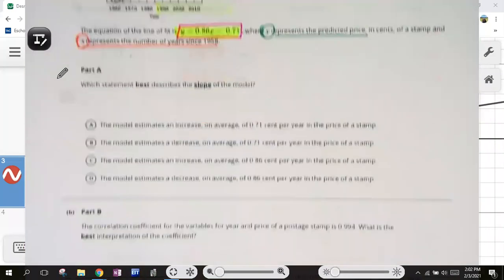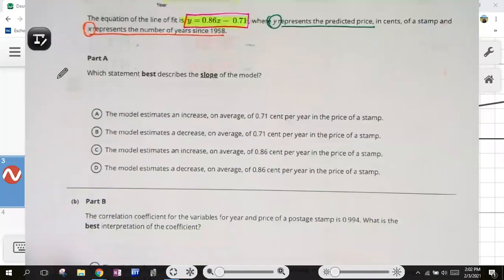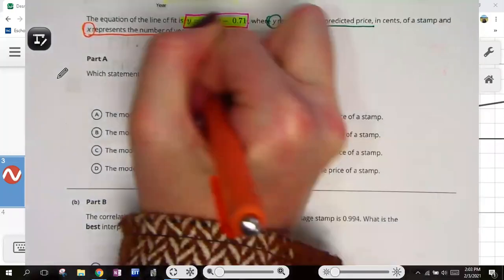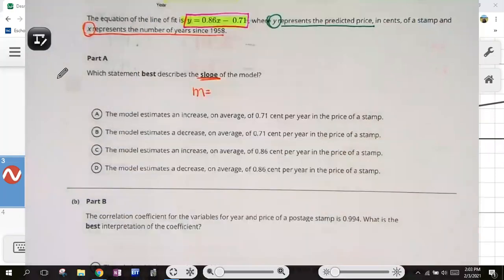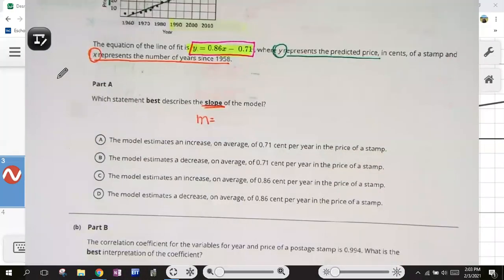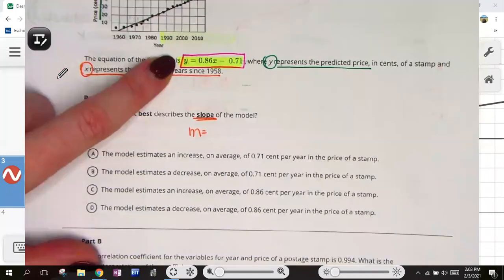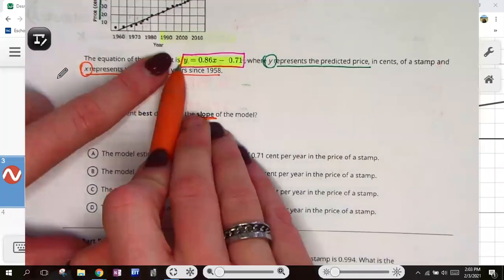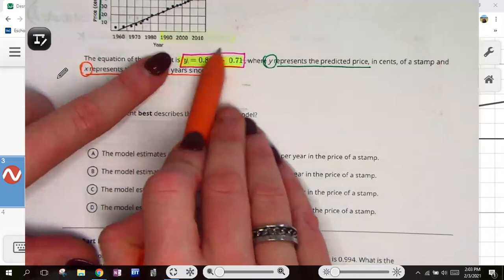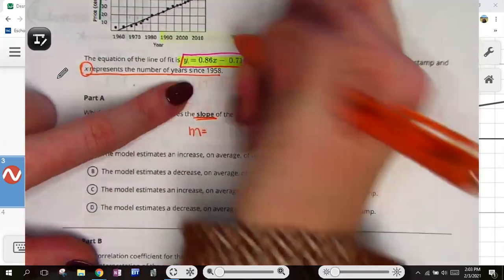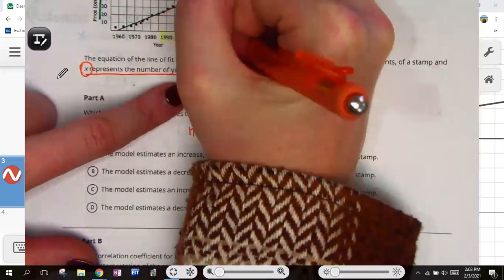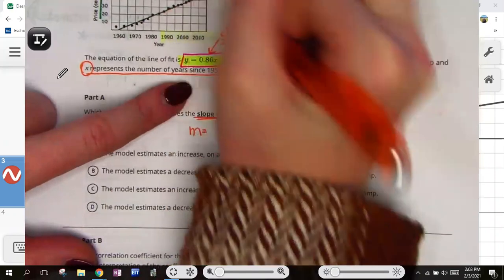All right, it says which statement best describes the slope of the model? That's the M value, okay? So they gave us this equation. We know when an equation is solved for y, we can look over and which value tells us the slope? The one with the x. So what is my slope? 0.86.